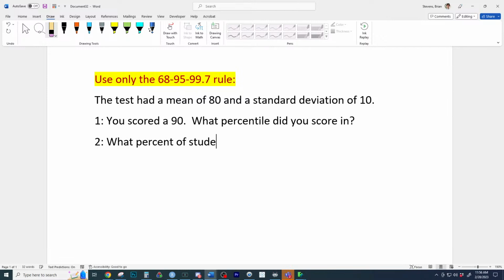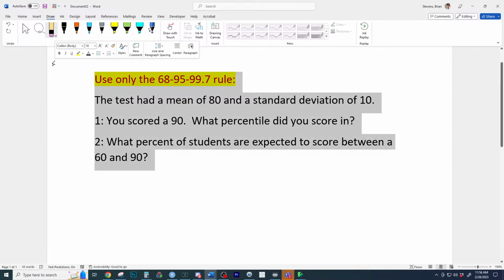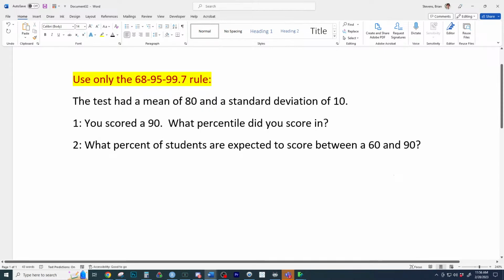What percent of students are expected to score between a 60 and 90? Can we do another one? Yeah, of course. We're doing as many as we can. What percent of students are expected to score between a 60 and a 90? How would we solve this one? Take a moment, and once again, this is for you to solve it. Your time here to solve it and see what you get.